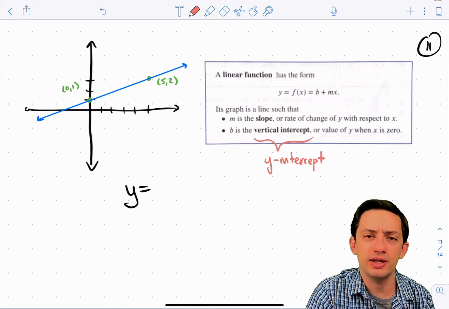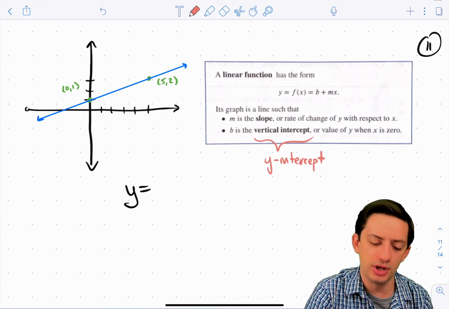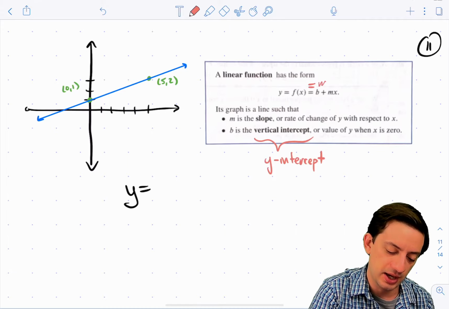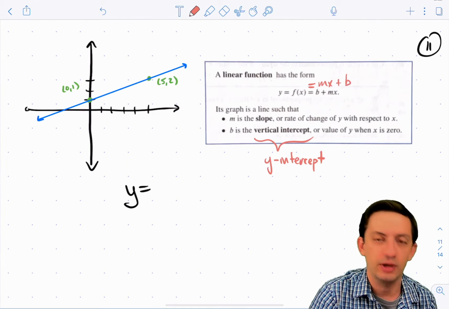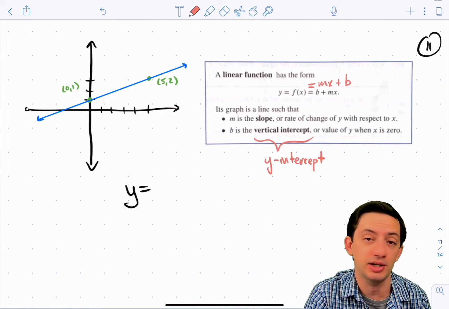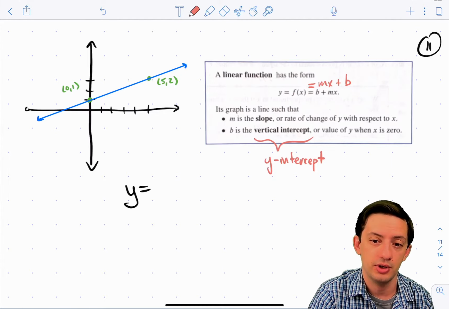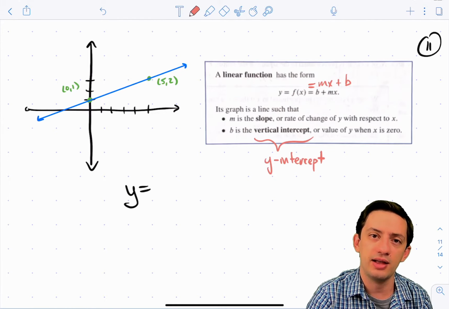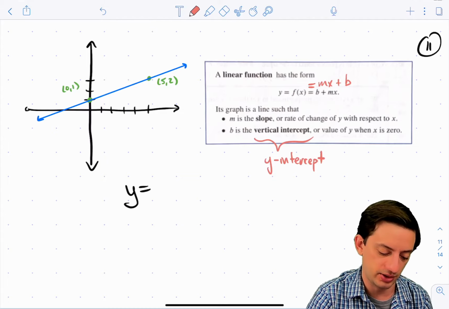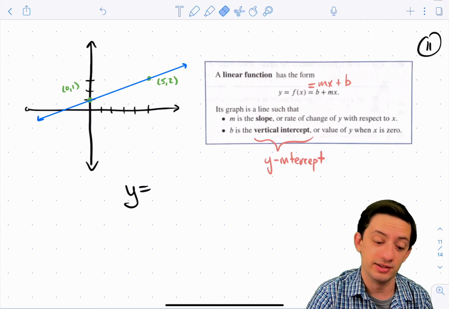And the book will write it in this order, b plus mx. Most other textbooks will write this as mx plus b. Of course, that's the same thing because addition can be done in either order, but I just wanted to let you know. So let's take that line from the last slide and write it as a function.